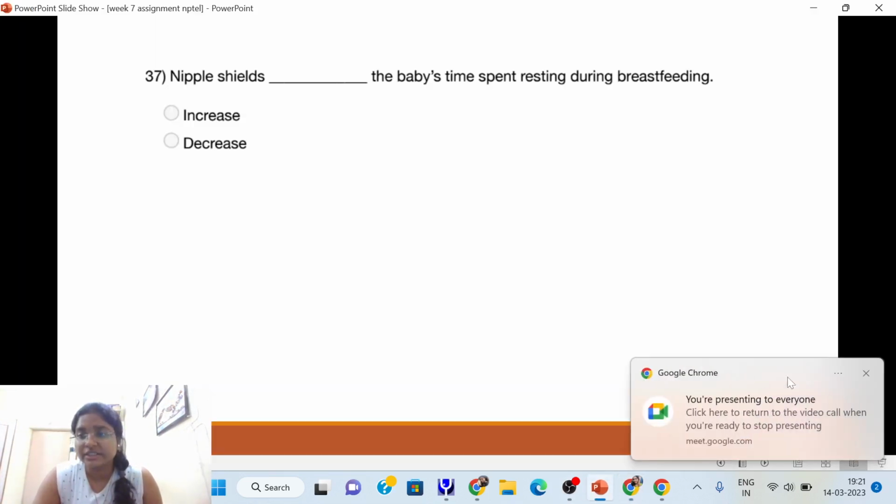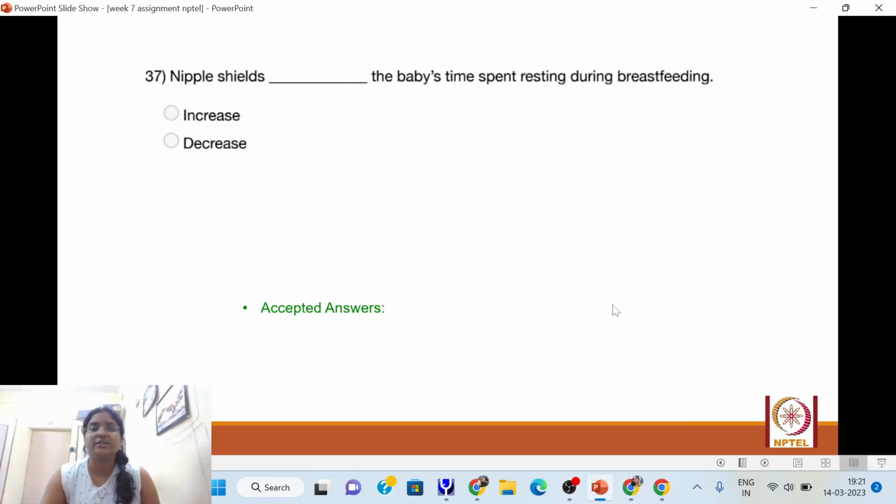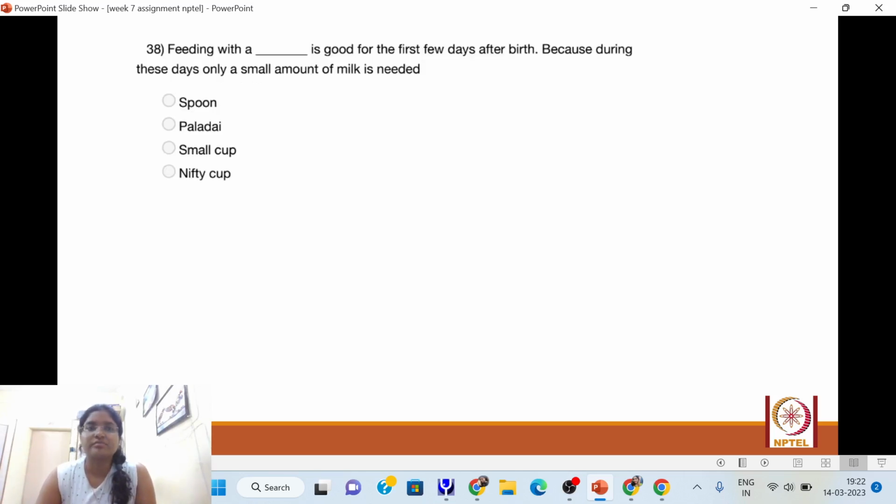Yes, I think everyone has given the correct answer. It will increase. Nipple shields, as they are artificial nipples which act as nipples but are not actually nipples, may increase the baby's time spent resting during breastfeeding and not actually breastfeeding, right? That is the demerit of nipple shields.